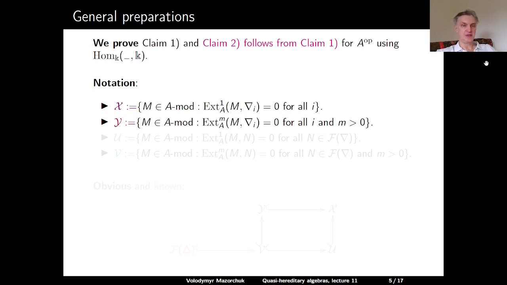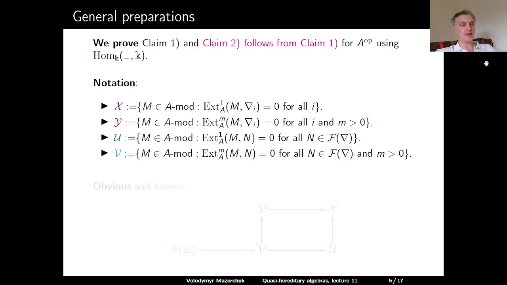We will denote by U the category of all A-modules for which all first extensions into modules with costandard filtration vanish. And finally by V the category of all A-modules for which all extensions of positive degree into all modules with costandard filtration vanish. Directly from the definition, we have the following diagram of inclusions.